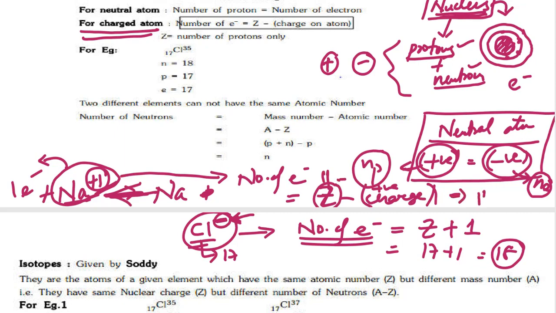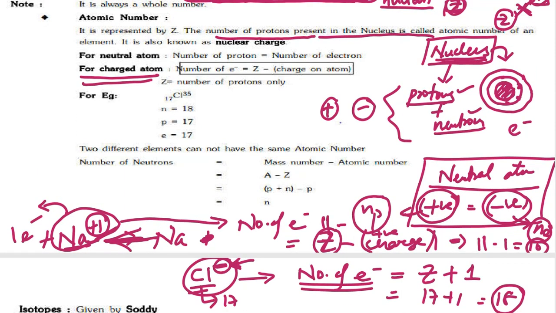So because of 1 positive charge, the overall charge will be 10. In this way we can calculate the number of electrons for a charged atom. But for a neutral atom, the number of protons is equal to the number of electrons. For example, chlorine 35 and 17.